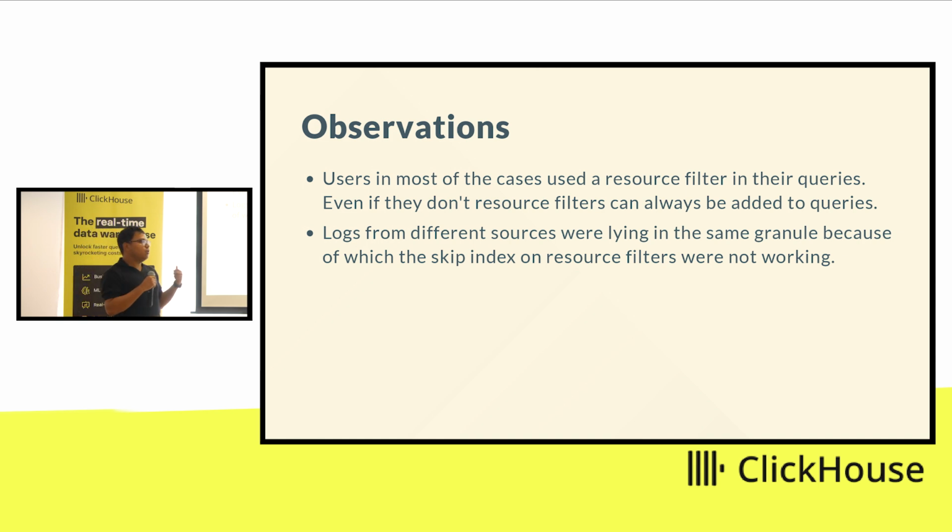One more thing we saw was that, since we ordered our data by timestamp, ID, our data was spread over granules. Let's say some data is coming from Kubernetes, while some data is coming from ECS. What happens is that in the same granule, the data is spread over. So skip indexes were not performing well.